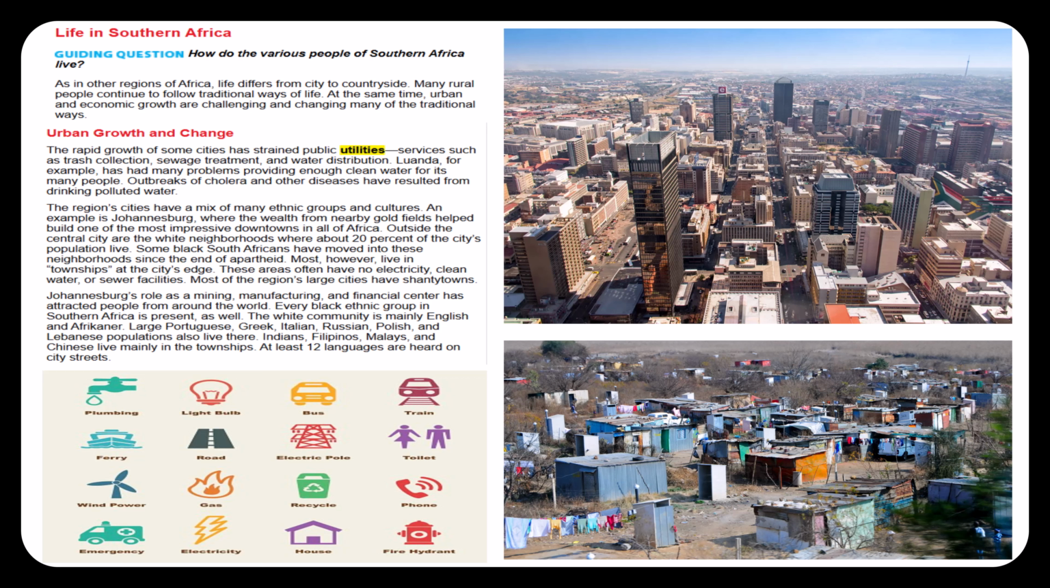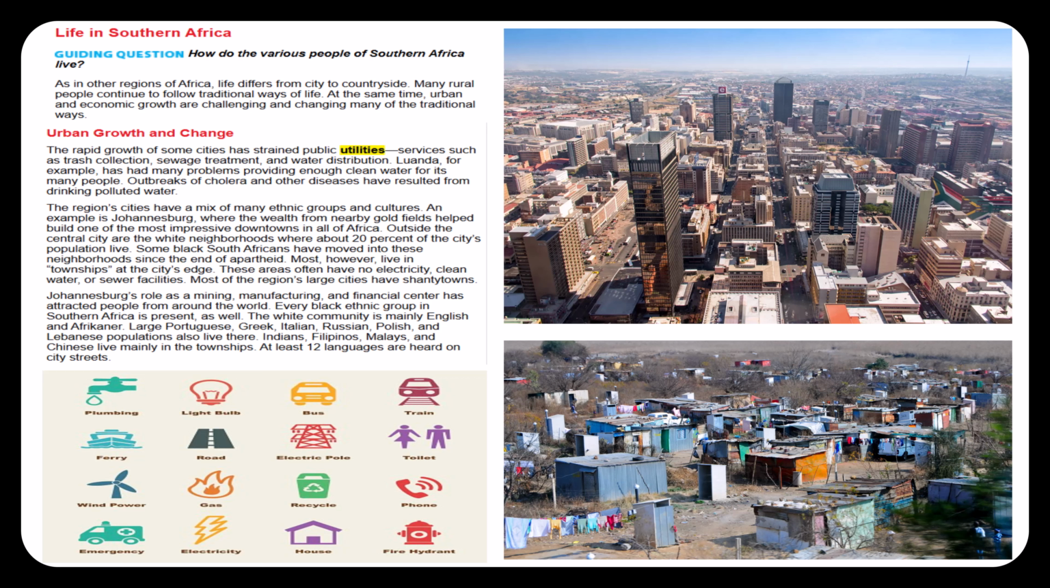Johannesburg's role as a mining, manufacturing, and financial center has attracted people from around the world. Every black ethnic group in southern Africa is present as well. The white community is mainly English and Afrikaner. Large Portuguese, Greek, Italian, Russian, Polish, and Lebanese populations also live there. Indians, Filipinos, Malays, and Chinese live mainly in the townships. At least 12 languages are heard on city streets.